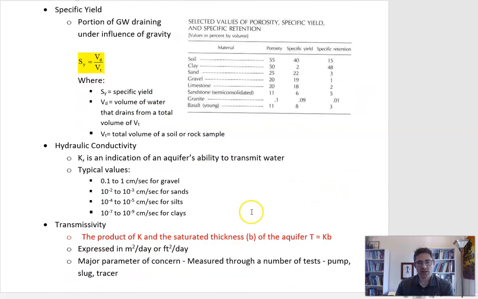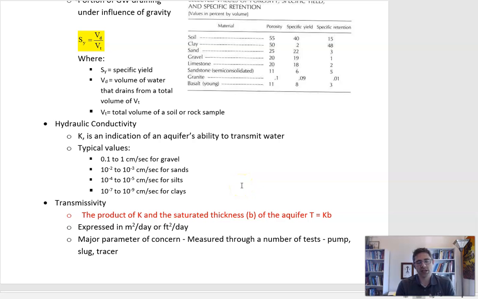Hydraulic conductivity, K, you've talked about that in geotech, also called permeability. It's an indication of an aquifer's ability to transmit water. How easily does it flow through the aquifer? So the more gravelly and sandy you are, the faster or the easier it is to transmit water. And the values here are in velocity units.